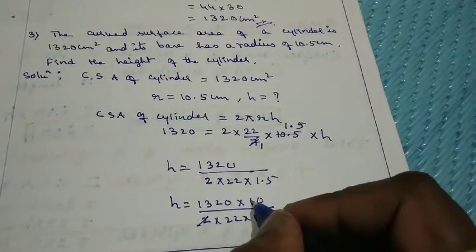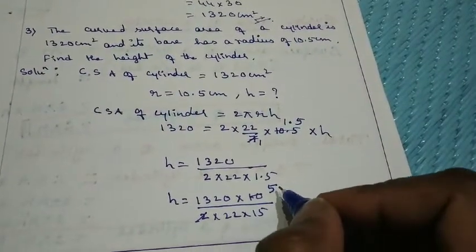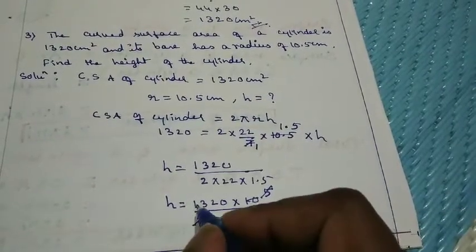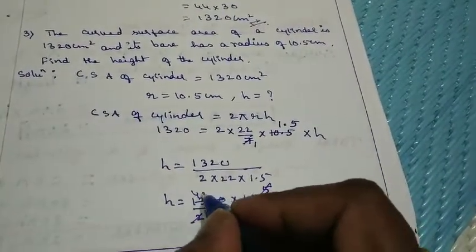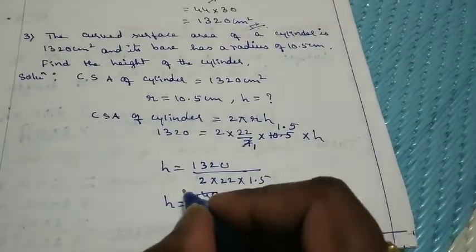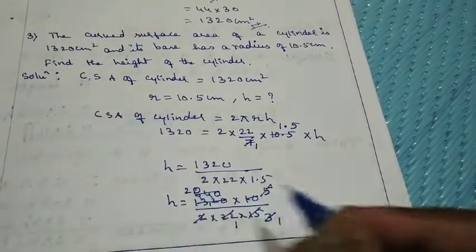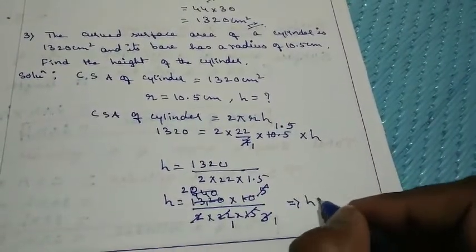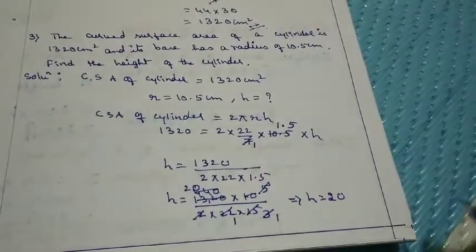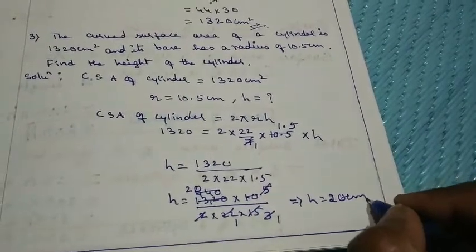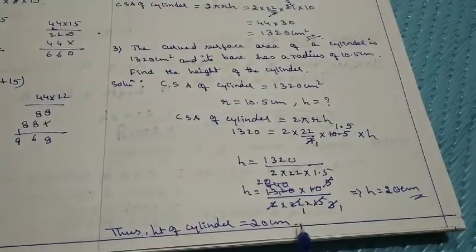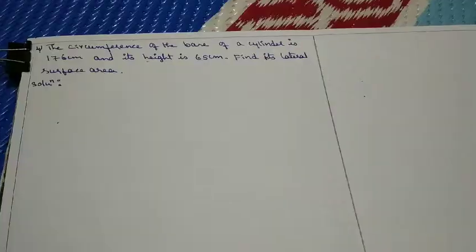2 ones are 2, 5s are 10, right? 5 ones are 5, 3s are 15. 3 ones are 3, 4s are 12. 1 remains, 3 4s are 12, 0. Then 22 ones are 22, 22 2s are 44, and this 0 as it is, which implies height is equal to 20 and the unit is centimeter. Therefore, the height remains in centimeter. Thus, height of cylinder equals 20 centimeter. Now let us move to the fourth question.